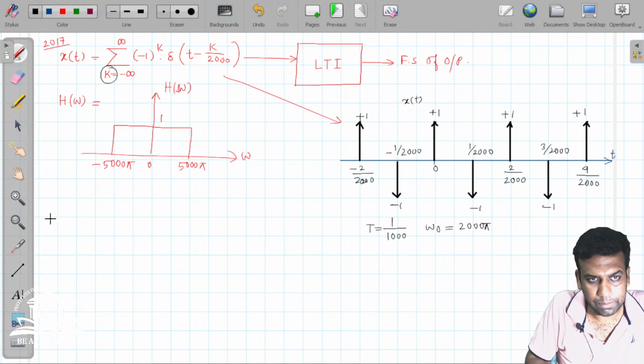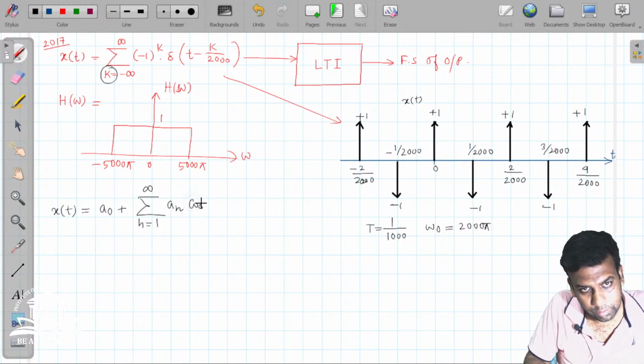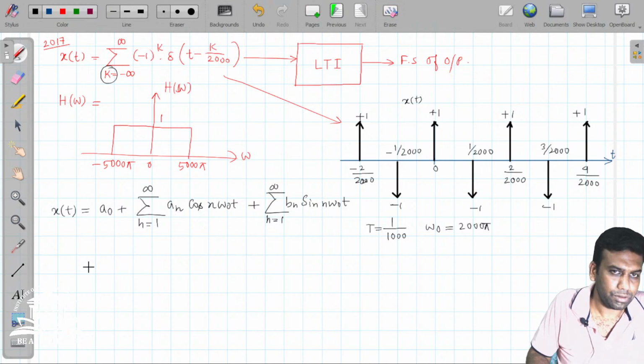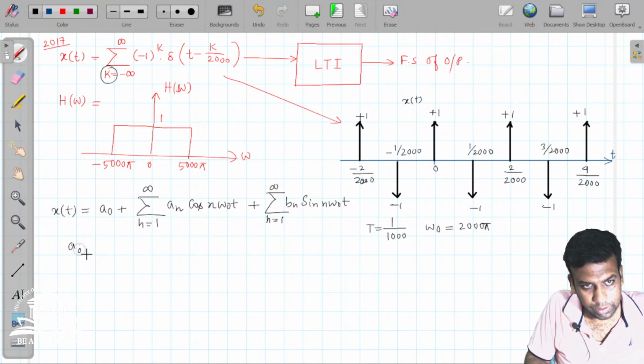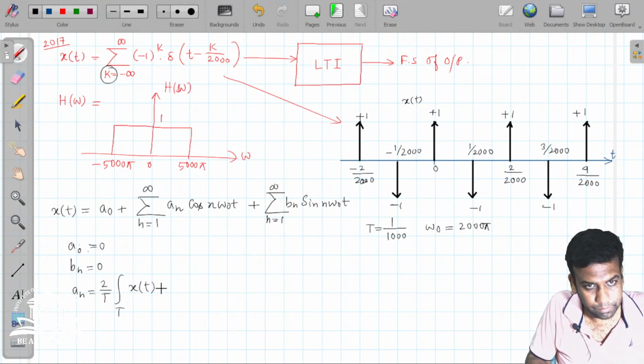So if you put the Fourier series expansion, ultimately formula क्या है? x(t) is equal to a0 plus summation n equals 1 to infinity an cos n omega 0 t plus summation n equals 1 to infinity bn sin n omega 0 t. Okay, so if you find the value of a0, the value will be 0. If you find the value of bn, it will be 0. You can only find the value of an, that is equal to 2/T integration over period T of x(t) cos n omega 0 t dt.